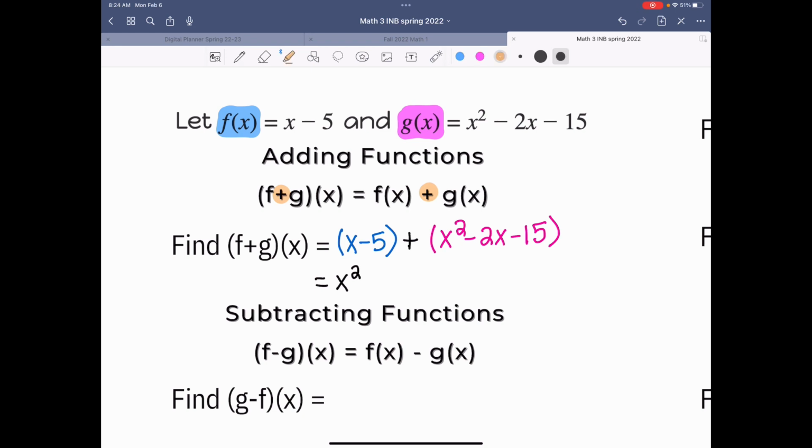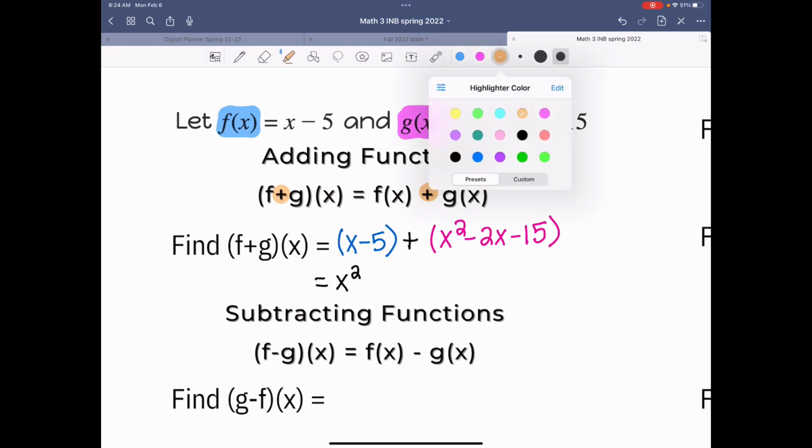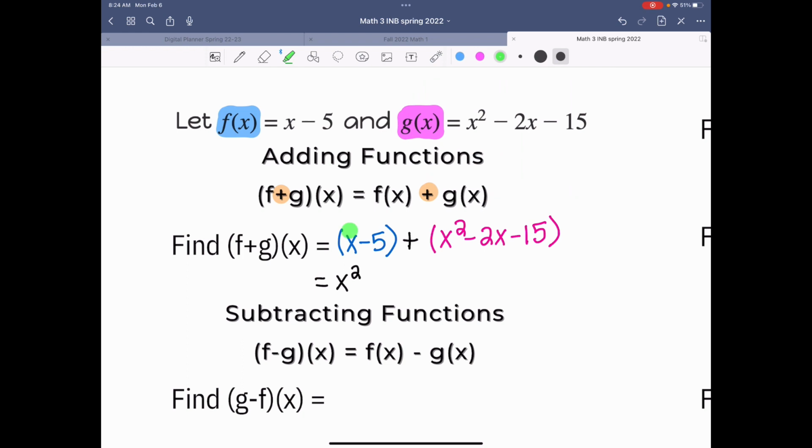Then what we're going to do is combine the x and the negative x squared. So x and negative x gives me negative 1x, or just negative x. And for the other one, we have negative 5 and negative 15. If I combine those two together, that's going to give me negative 20. And that's my new function with addition.